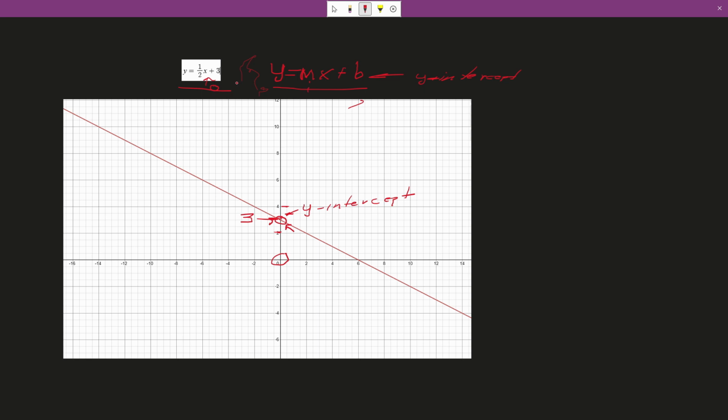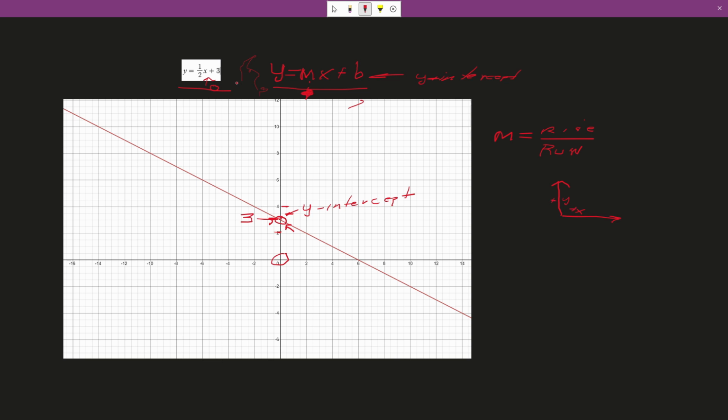So what is that? m. m is the slope. m is the slope. And the slope is m equals rise over run. So those two assume that the positive direction on y is positive going up, and the run is positive going to the right. Right? Put a little plus sign there.